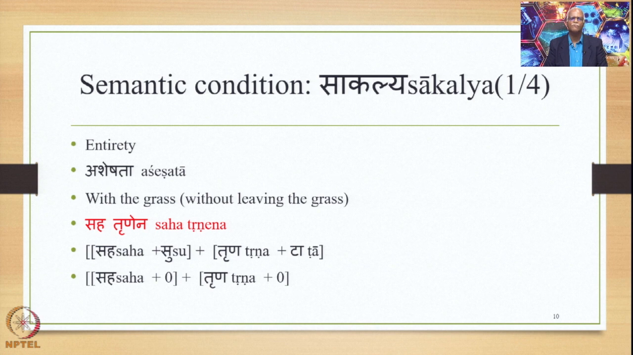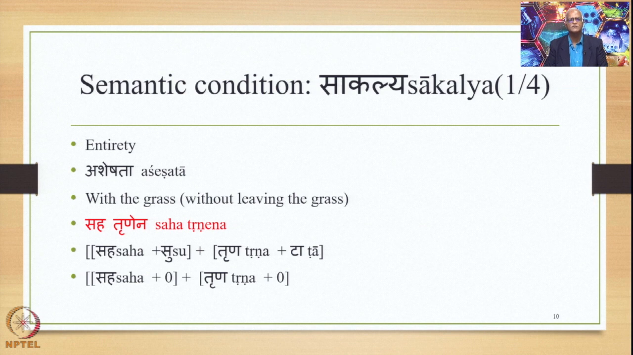So when we want to convey the meaning "with the grass," which means without leaving the grass, we have the laukika vigraha saha trinena. Now this laukika vigraha gets converted into an alaukika vigraha in the following way: saha plus su plus trina plus ta. Saha occupies the initial position in the samasa because avyayam is in the prathama ekavachana in this sutra 216. So it has become upasarjana, and therefore it occupies the initial position of the samasa. So we have saha plus su plus trina plus ta. This is the alaukika vigraha.